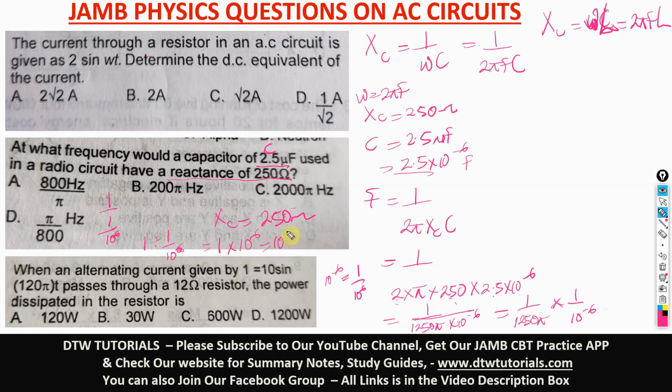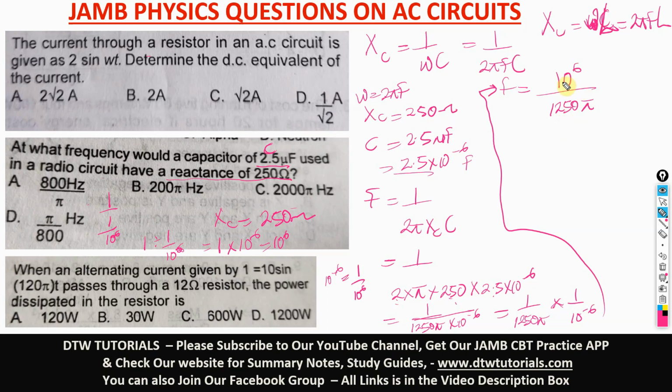So which will give us what? 10 raised to the power 6. So this statement here is what? 10 raised to the power of positive 6. So this becomes what? It becomes 10 raised to the power 6 over 1250 pi. Are you with me?